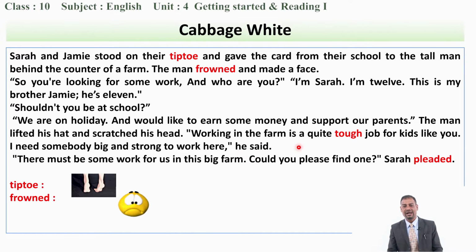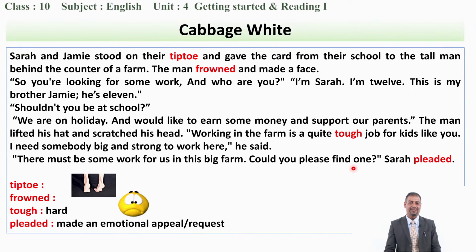Next, we have tough. See, working in the farm is quite a tough job for kids like you. So, does it mean easy? Or maybe difficult? What do you guess? Yes, you are right again. Tough means hard or difficult. Okay? Now, another word we have here is pleaded. Could you please find one? Sarah pleaded. See, it is in a request form. Okay? So, what does pleaded mean? All right. Made an emotional appeal or request.